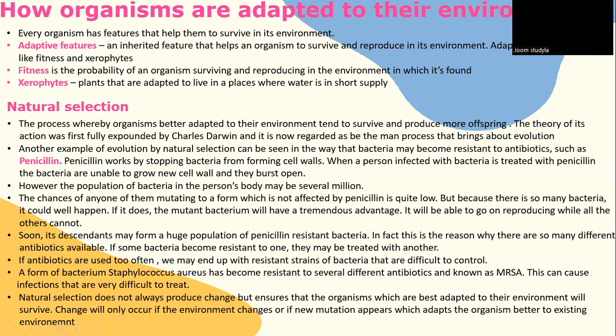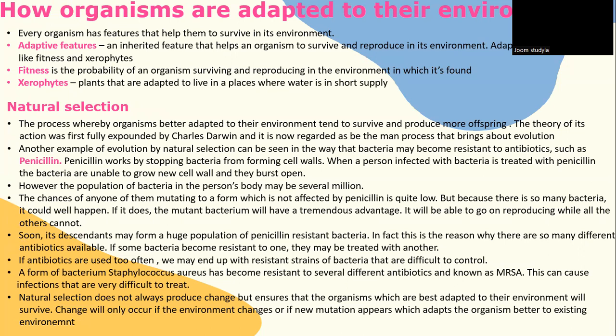Natural selection. The process whereby organisms better adapted to their environment tend to survive and produce more offspring. The theory was first fully expounded by Charles Darwin, and it is now regarded as being the main process that brings about evolution. Another example of evolution by natural selection can be seen in the way that bacteria may become resistant to antibiotics, such as penicillin.